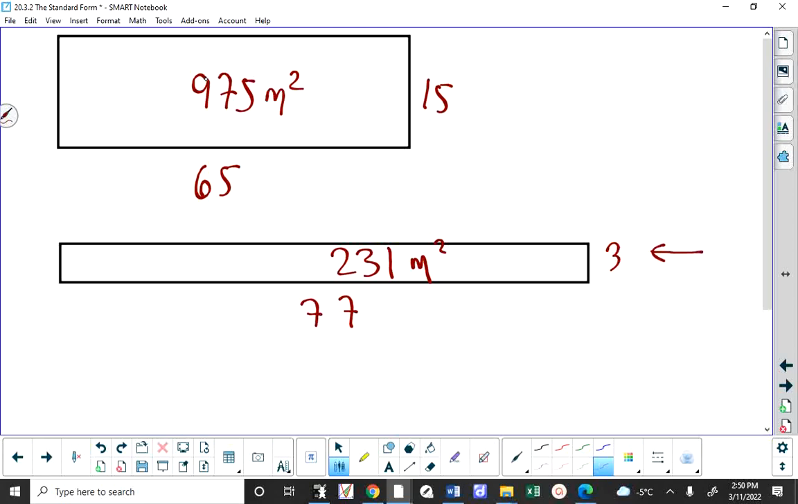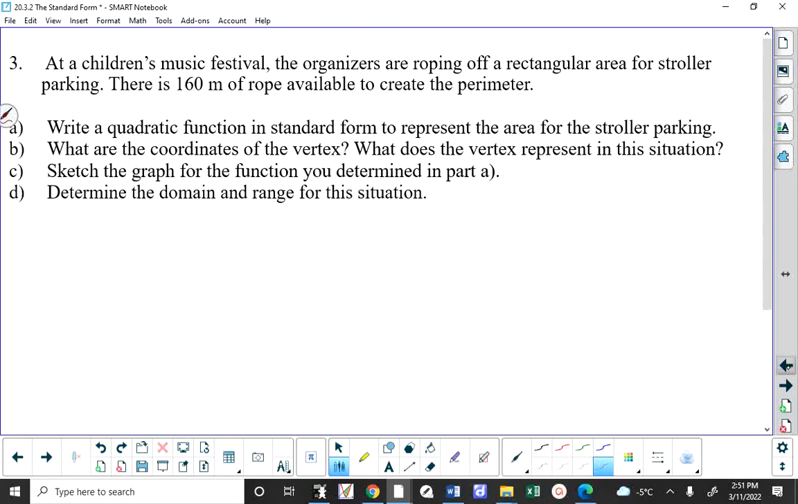because if that length starts getting too big, the bottom length starts getting too small, and you won't get as much area either. This is the problem. What dimensions should we use to get a maximum area? And I understand that many of you will understand what the answer to the question is, but let's follow the steps here. A, write a quadratic function in standard form to represent the area of the stroller parking.